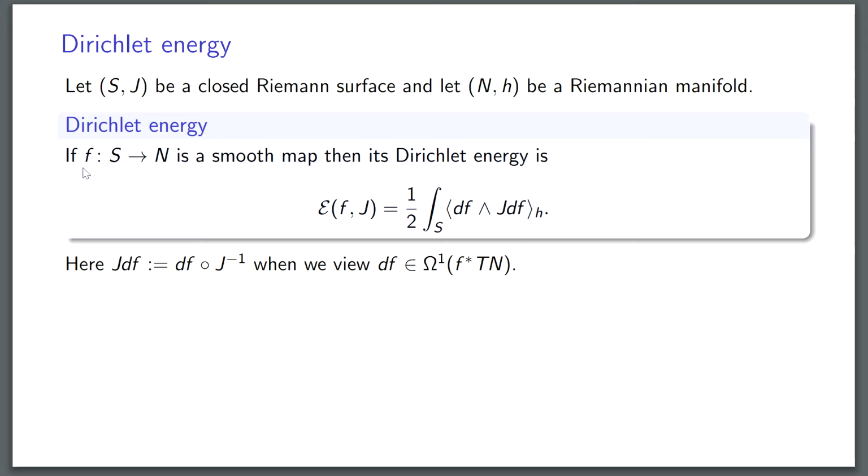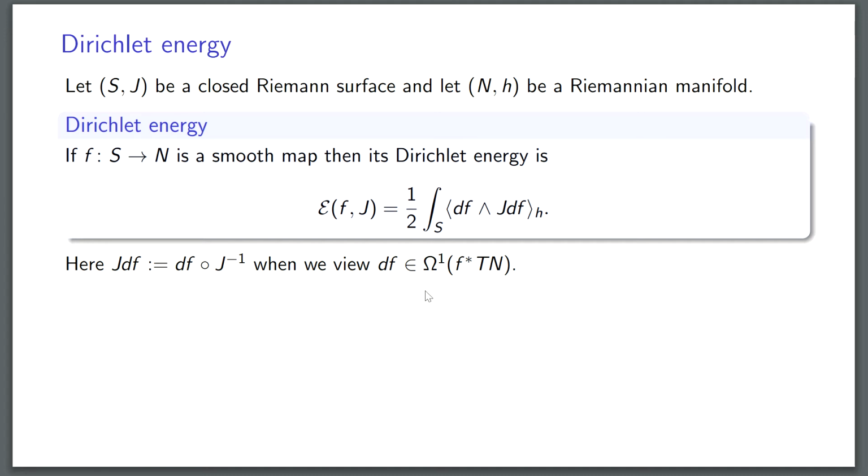We consider the derivative of the smooth map as a one form on the surface that takes values in the pullback of the tangent bundle of our target. This one form can be composed with the complex structure because the complex structure is an automorphism of the tangent bundle of S. We obtain a second one form which we denote by J df.